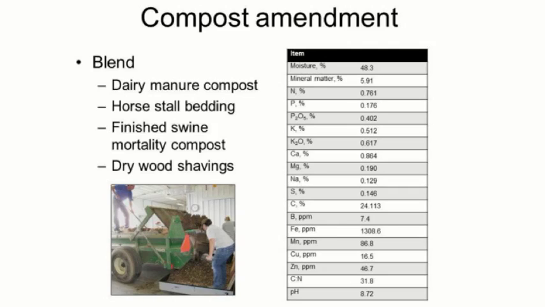My take-home point is that the compost amendment must be considered. It must provide the moisture and the nutrients within that range. If you use just wood shavings, if you use just chopped straw, you may be shorting the process on nitrogen.